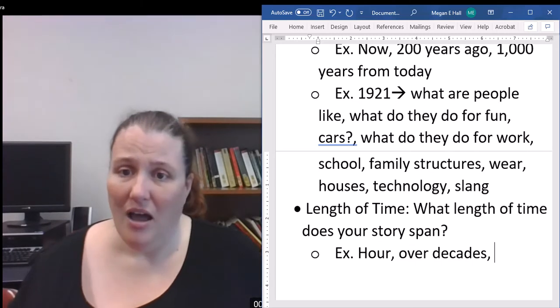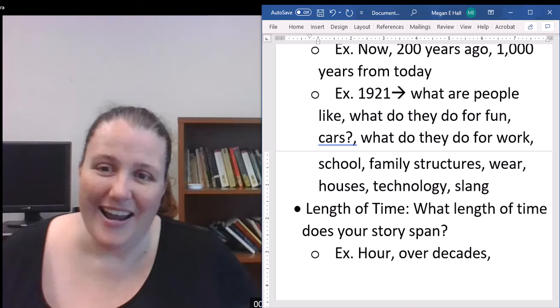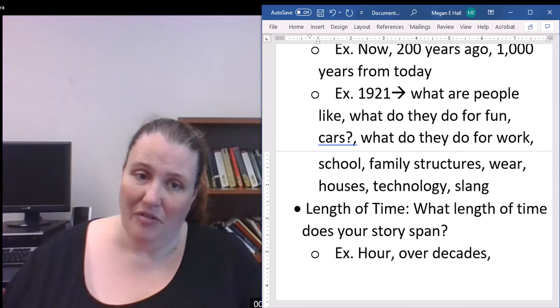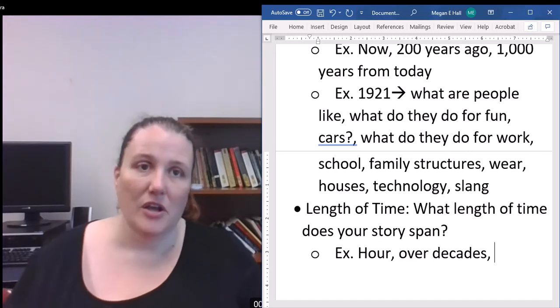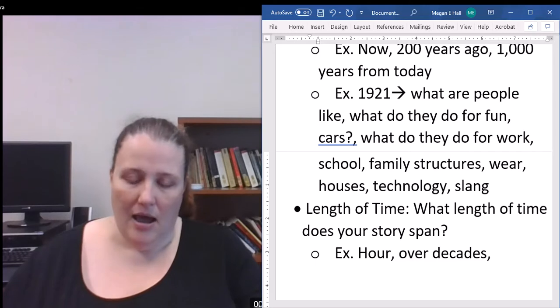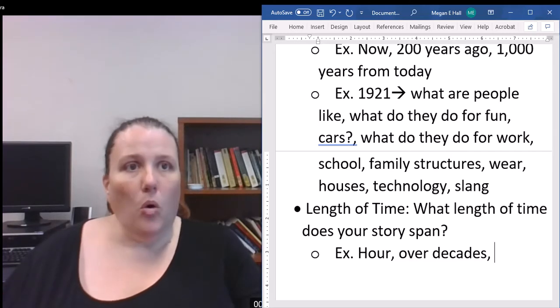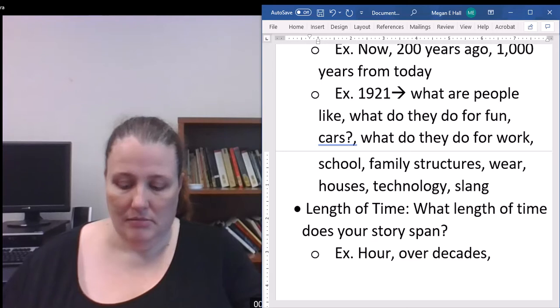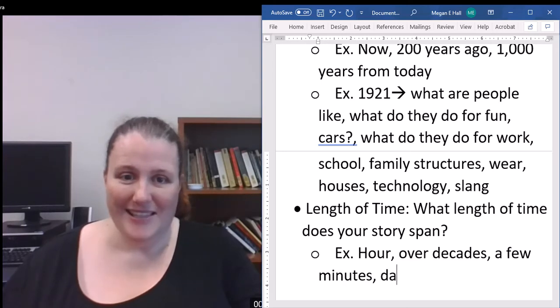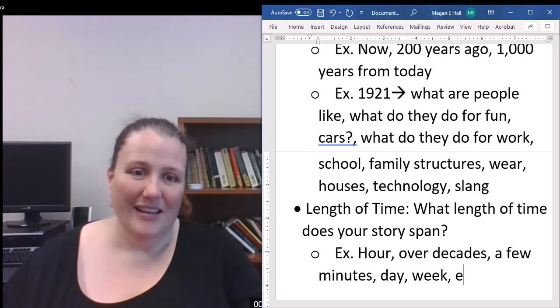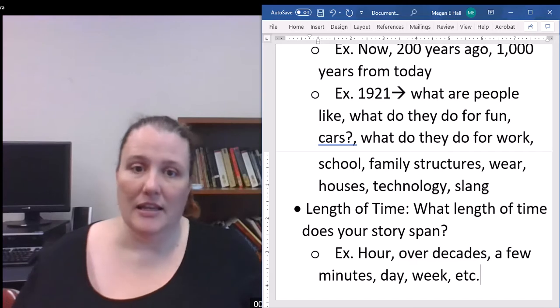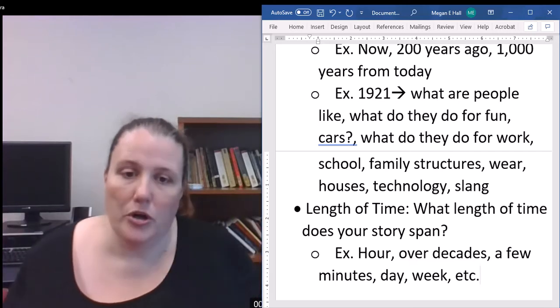Some of this might depend on the length of work that you are writing, and some of it might depend on the story itself. If you think about something like Forrest Gump, that took place over several decades. If you think about, we just read Harrison Bergeron, that takes place just in one evening, right? So maybe it's a few minutes, maybe it's a day, maybe it's a week, whatever the case may be. Maybe you have flashbacks and flash forwards where it kind of extends the length of time for your story.